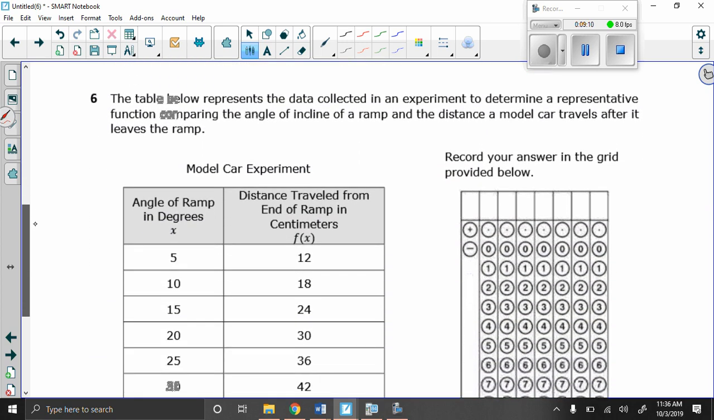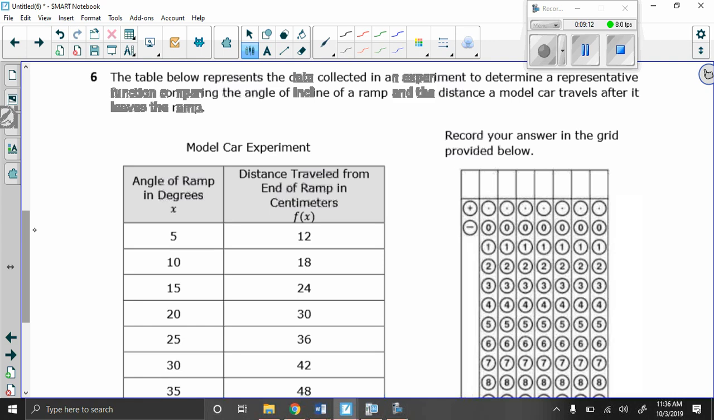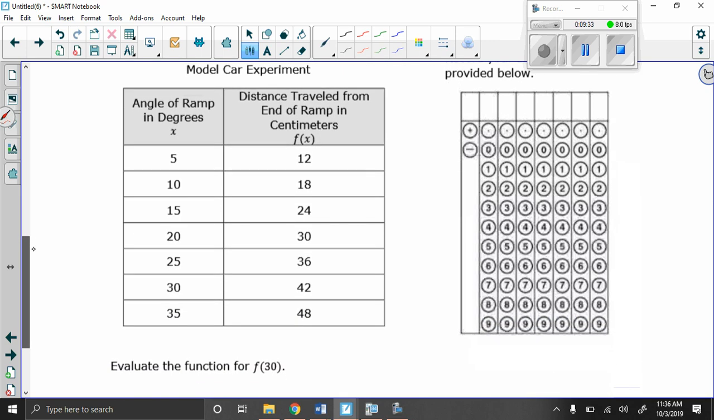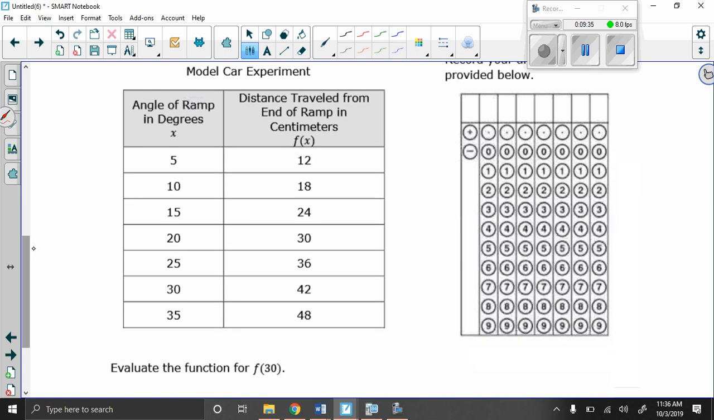So number 6. The table below represents the data collected in an experiment to determine a representative function comparing the angle of incline of a ramp and the distance a model car travels after it leaves the ramp. So what is it wanting us to find? Oh, right here. So we need to evaluate the function for f of 30.